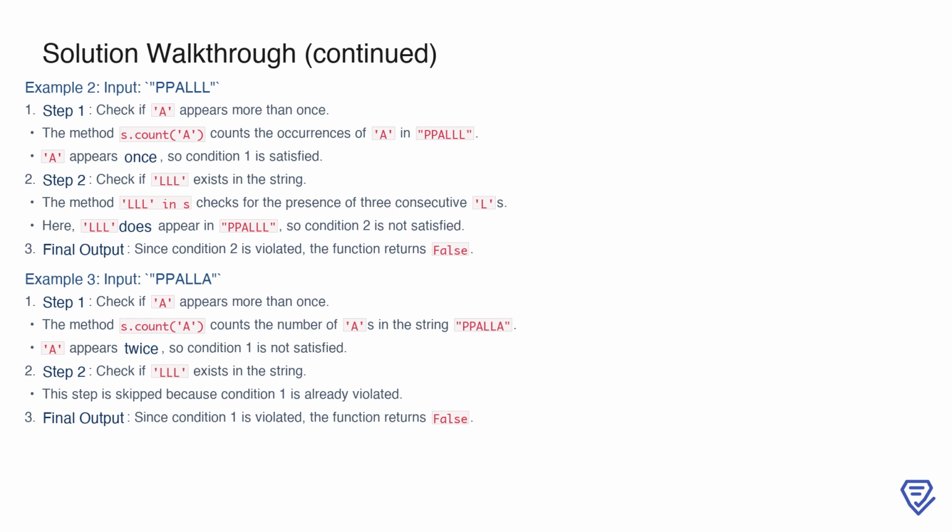Next, we check for 3 consecutive Ls in the string using LLL in s. This time, LLL is present, which means the second condition is violated. Because one of the conditions is not satisfied, the function returns false.